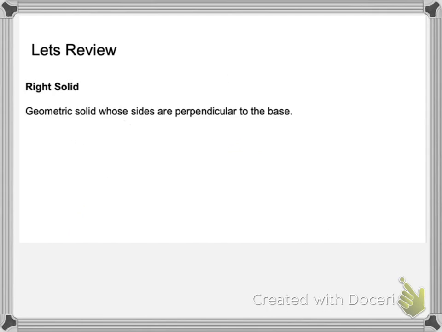Okay, let's review. We've worked with right solids before. Any right solid is a geometric solid whose sides are perpendicular to the base. So one right solid that we've worked with before is like a cube. And we've found the volume of this cube before. We have length and width and height, and we've multiplied all those together to find the volume of this cube.